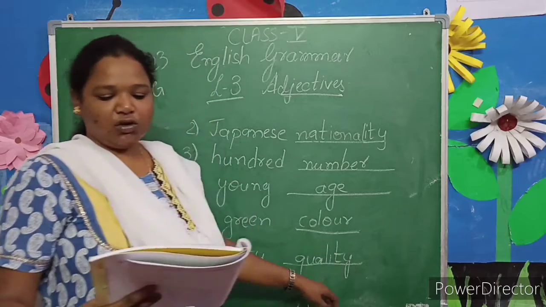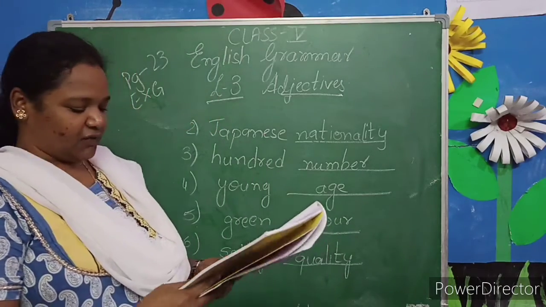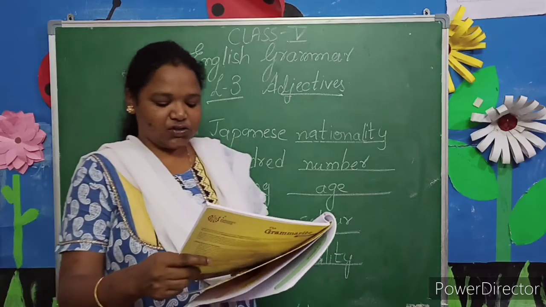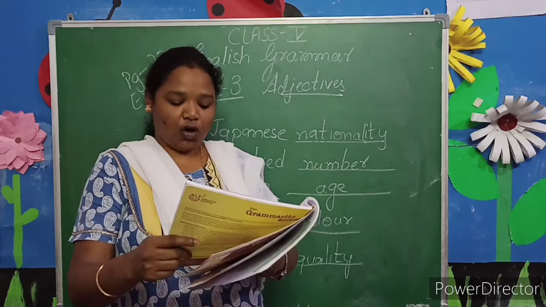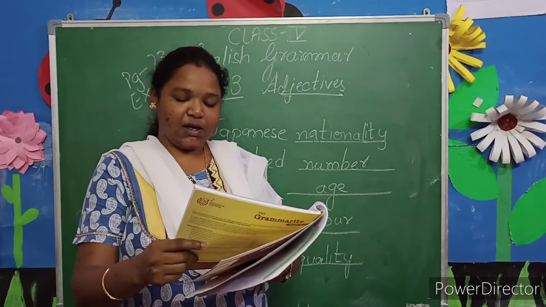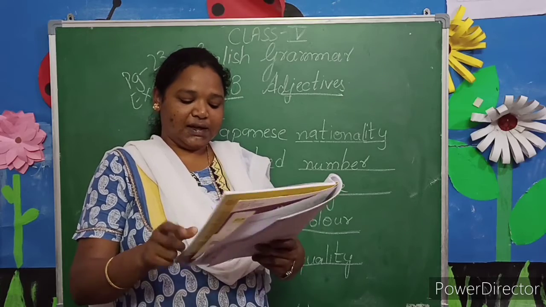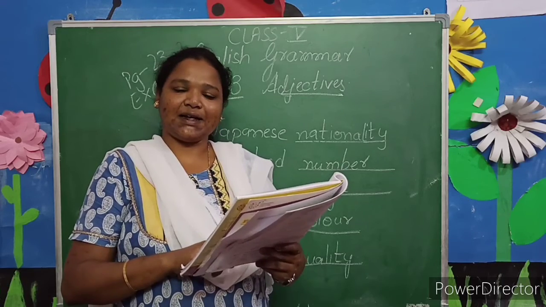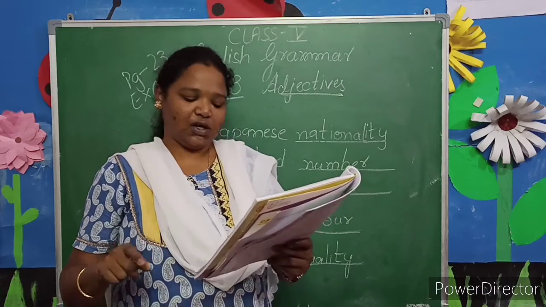Okay children, these are the types of adjectives that we use. When adjectives of the same type appear together in a sentence, they are separated with commas. For example, the farm has black, white and brown cows. In this sentence there are colors of the cows, so we use commas to tell the color of the cows.